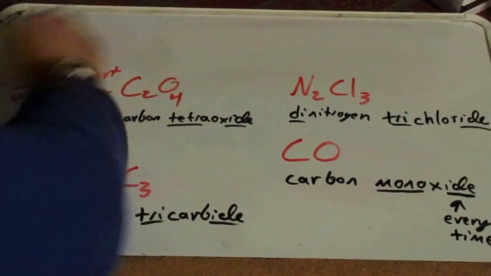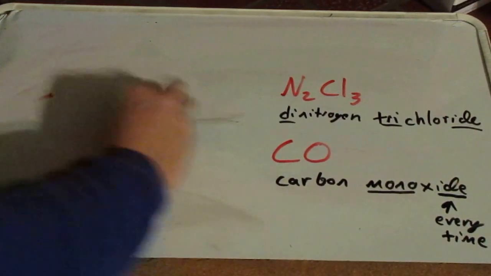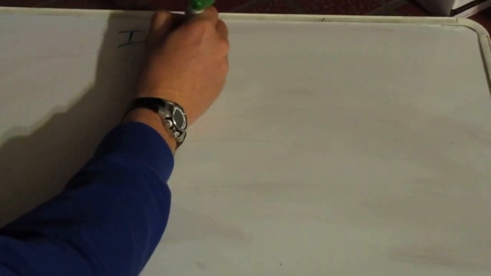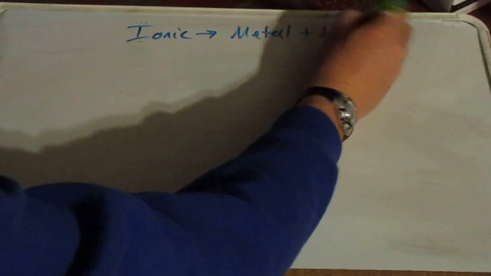Now, covalent naming has been going pretty well. And that's a really good thing because there are a good chunk of things that are going to be covalent, of course. But the number one category, as you know, is going to be ionics. Now, ionics, that's going to be a metal plus a non-metal.